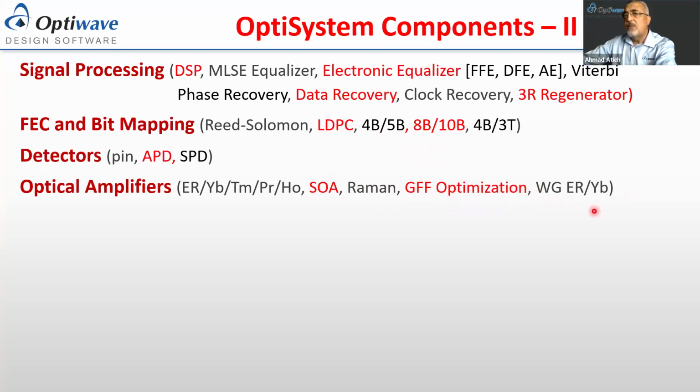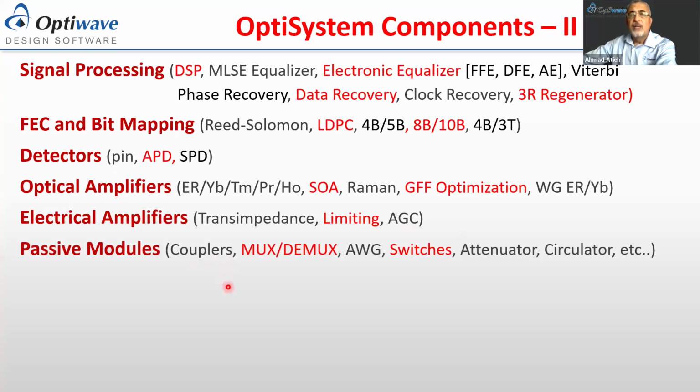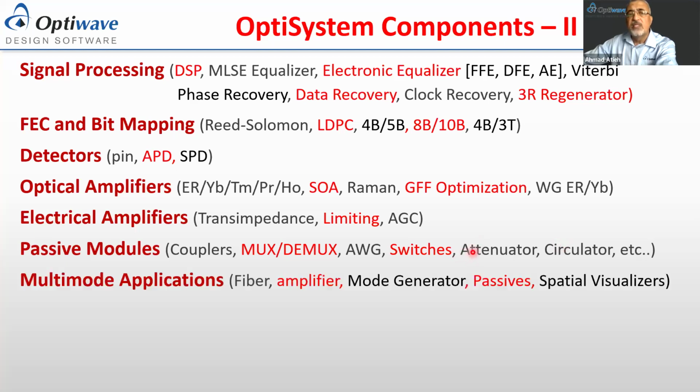There is a waveguide amplifier, erbium, terbium waveguides. Electrical amplifier, we have transimpedance amplifiers. We added a new component here, allowing users to add distortions, nonlinear distortion, into the amplifiers, limiting amplifiers, and automatic gain control amplifiers. Passive modules, we have almost everything you need to build your system, from couplers, muxes, demuxes, waveguide switches, attenuators, circulators, isolators, polarization controller components, etc. Lots of those components are available in OptiSystem.